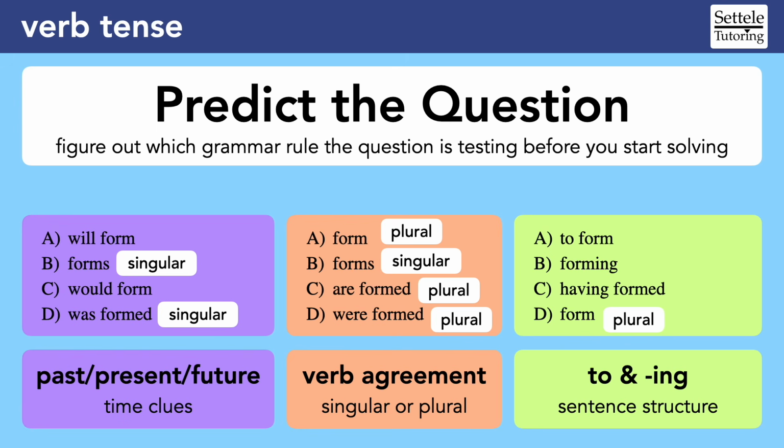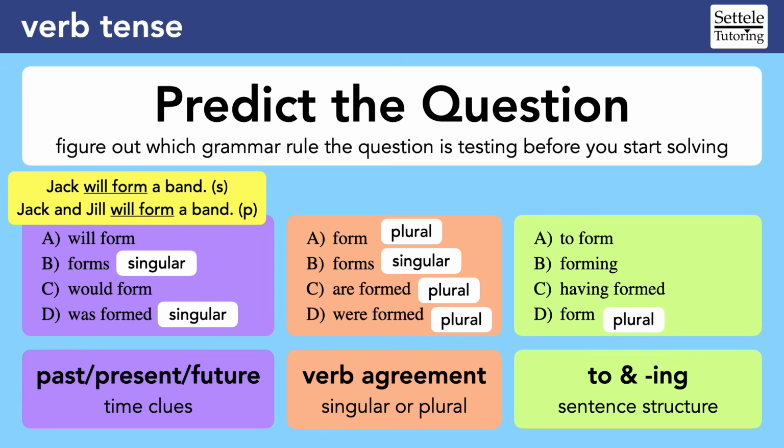Let's just take choice A on the left as one example. We could talk about one singular person, "Jack will form a band." Or we can talk about multiple people, "Jack and Jill will form a band." Notice that the verb doesn't change. This is actually the most common way we experience verbs in real life.